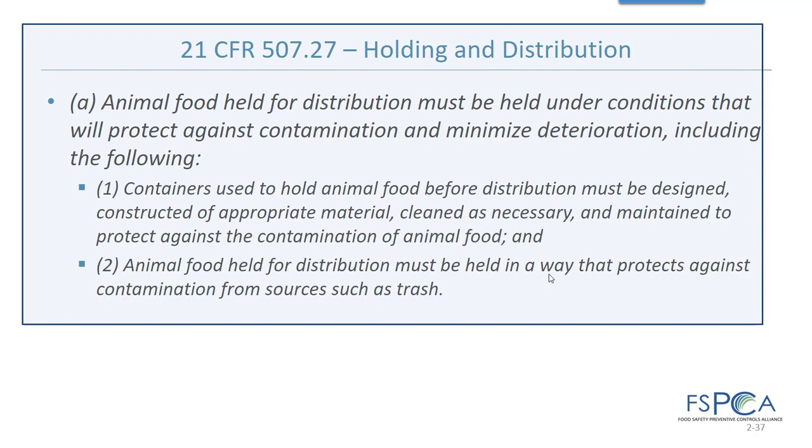So now let's talk about holding and distribution. Animal food held for distribution must be held under conditions that will protect against contamination and minimize deterioration, including some of the following. Containers used to hold animal food before distribution must be designed, constructed of appropriate material, cleaned as necessary, and maintained to protect against the contamination of animal food. And animal food held for distribution must be held in a way that protects against contamination from sources such as trash. Okay, I think that's pretty standard practice. That makes a lot of sense.